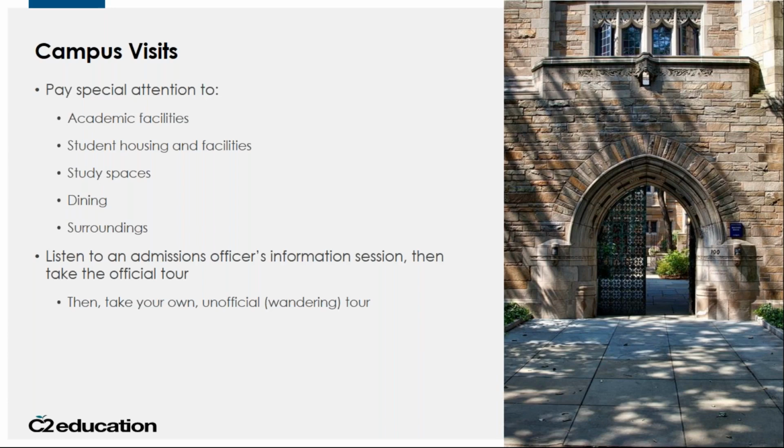Student housing, you are going to have to live there. Most schools have required freshman on-campus housing. So what are the dorms like? Ideally, try to see a dorm that isn't on the tour, because a lot of times the dorms on the tour are, again, the nicest, highest place and not what the average dorm looks like. Look at the study spaces, go to the library, look at the quad, look at the dining options, what food there is, what is it like?